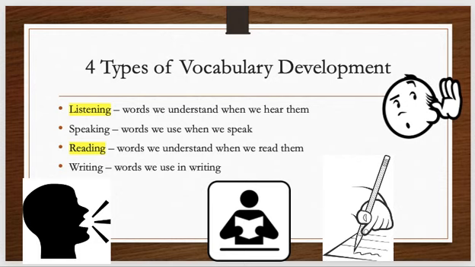Okay. So when we talk about communication with preschool-aged kids, we are going to start looking at the four types of vocabulary development. The four types are listening, speaking, reading, and writing. Listening is important because these would be words we're understanding when we hear them. That's the thing with 3 to 5 year olds. Much can be said, but how much are they truly understanding? It's one thing to hear words. It's another to be able to listen in and actually know what those words mean.